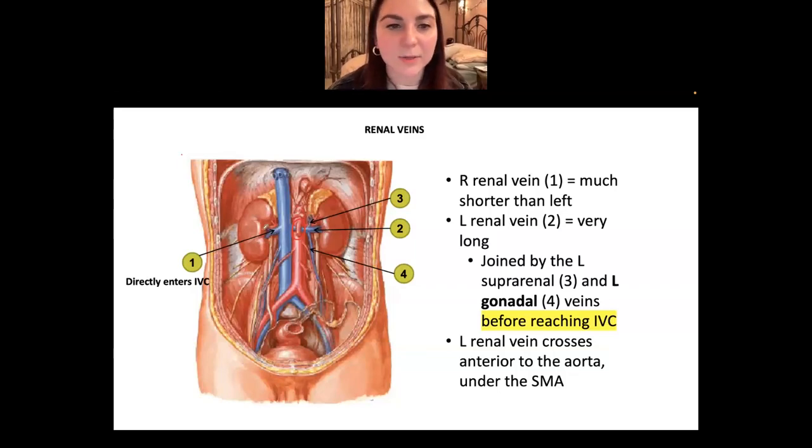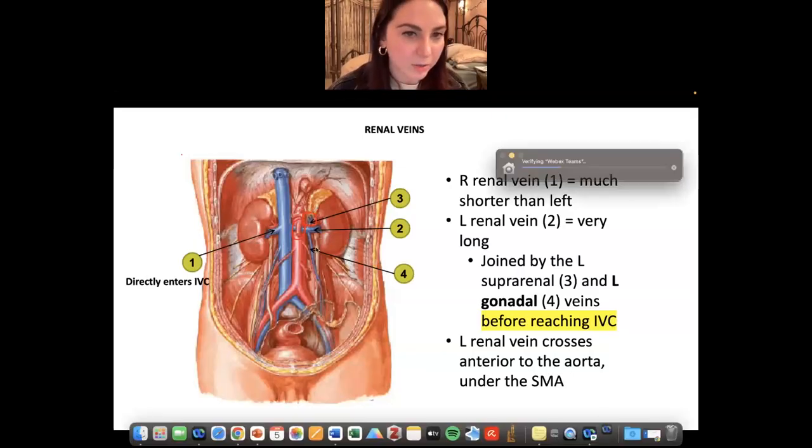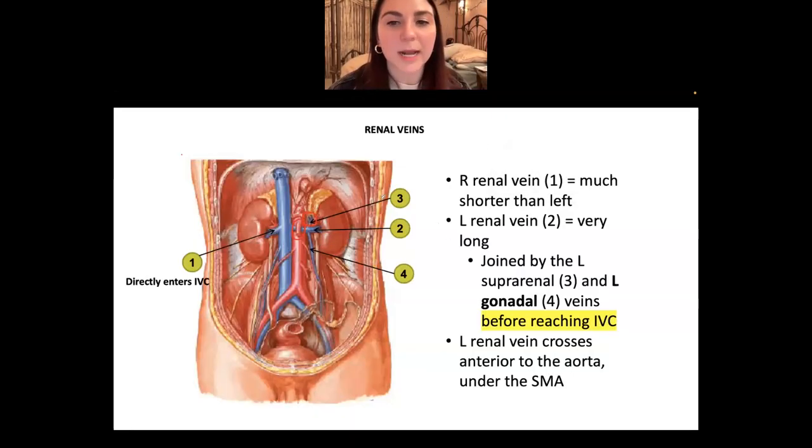But then I have here, it's longer, and it's joined by the suprarenal vein. The suprarenal vein drains the adrenal gland, right? And it's also connected by the left gonadal vein here. And then they all go into the IVC together. The right gonadal vein just goes directly in.